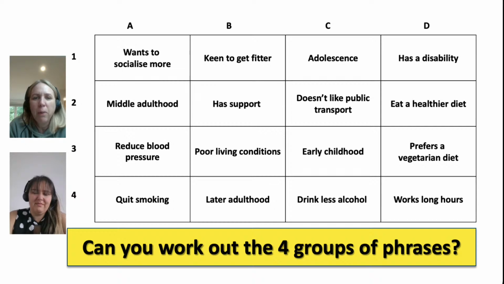There's a couple that pop out for me. Grace is the one that started us off, Laura. So Grace, brilliant. She's gone for A1. She said that is a need, wants to socialize more. I'm wondering whether that might be more of something that somebody wants to do, like a wish, perhaps.